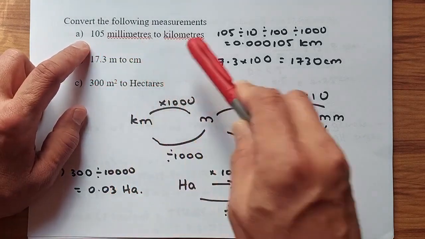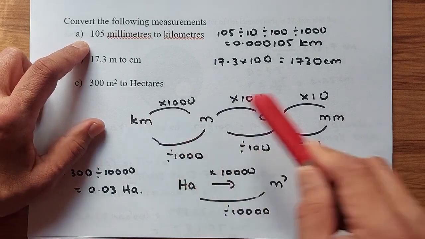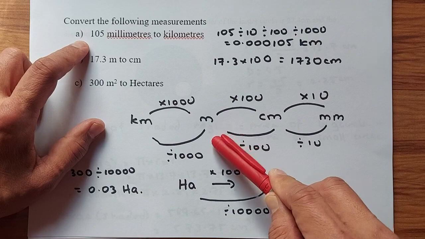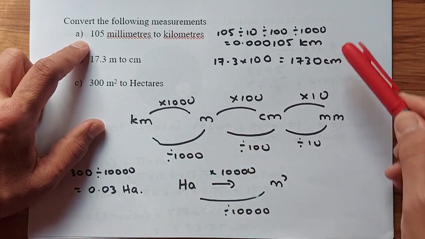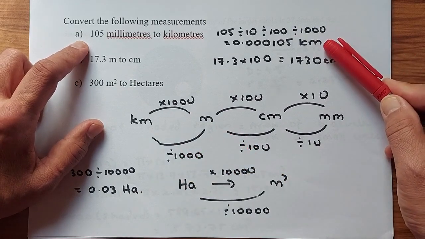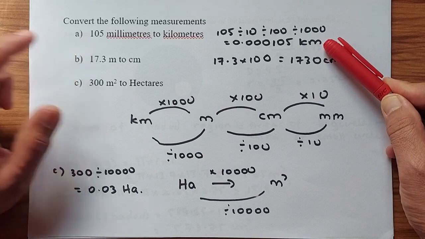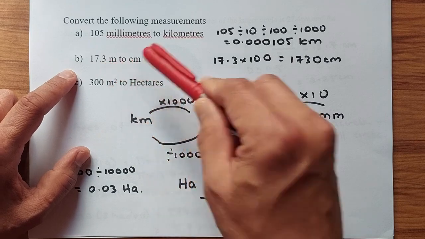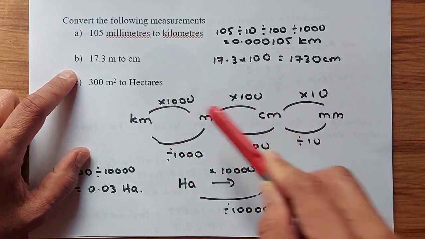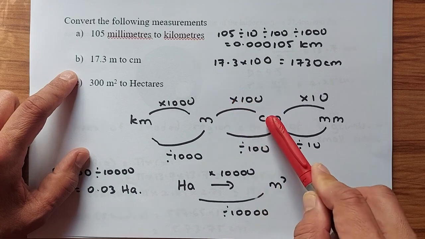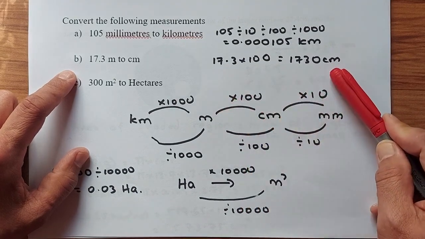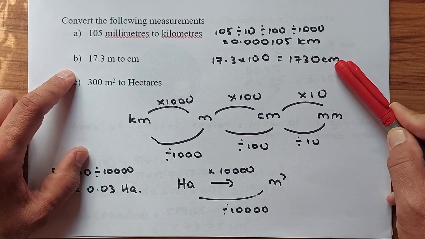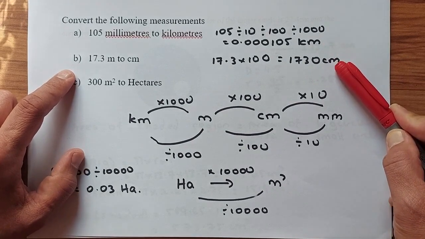105 mm to kilometer. You are here, you want to go here, so you need to do 105 divided by 10, divided by 100, divided by 1,000, put in your calculator, and the answer is 0.000105. Great. Now the next one, simpler, 17.3 meter to centimeter. You are here, you want to reach here, so you take 17.3 multiply by 100, and it should give you 1,730 centimeter. And don't forget to put your unit, because in measurement, without unit, you lose half a mark.